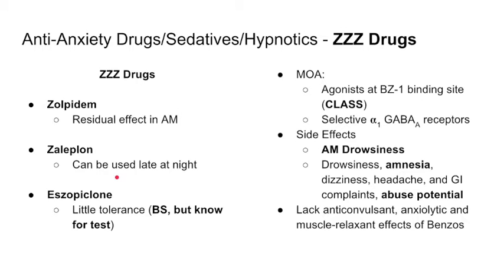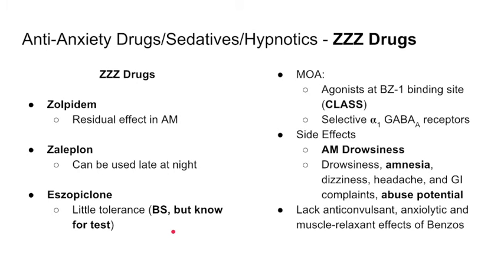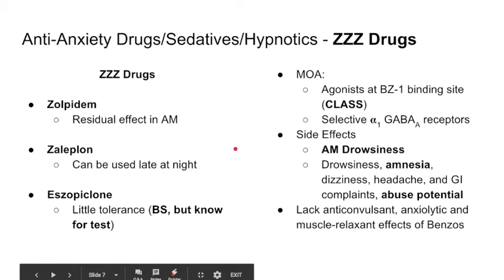Zaleplon can actually be used very late at night. It's supposed to have a bit of a shorter half-life, so you can take one after you've already taken one, and it won't affect you too much. And then azopiclone is supposed to have little tolerance. You're not really supposed to become tolerant to the effect of it. That's crap, but just know this for the test. Just a few little things about each agent.